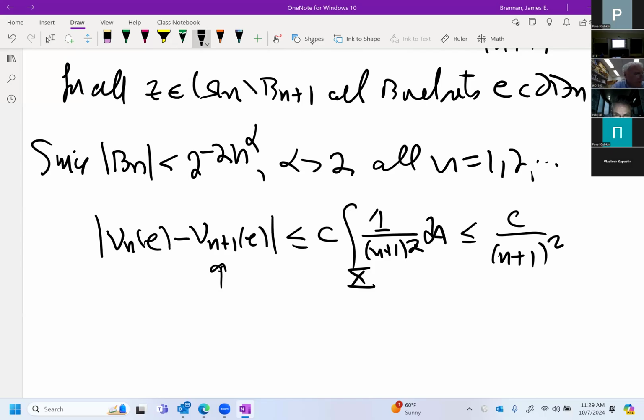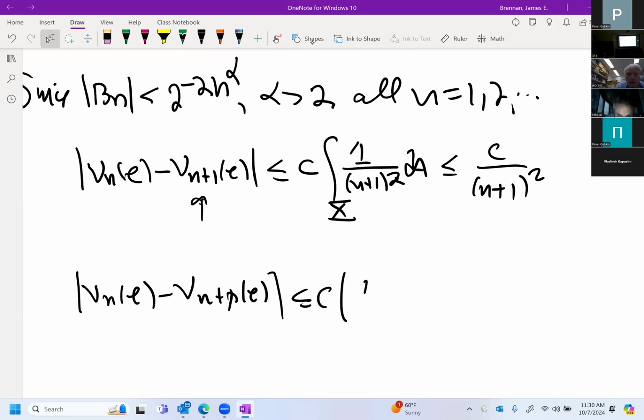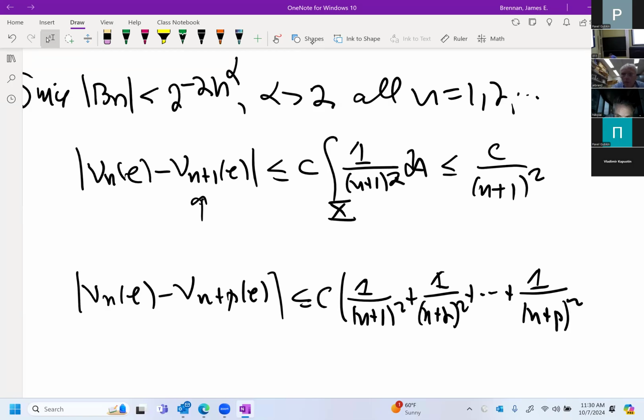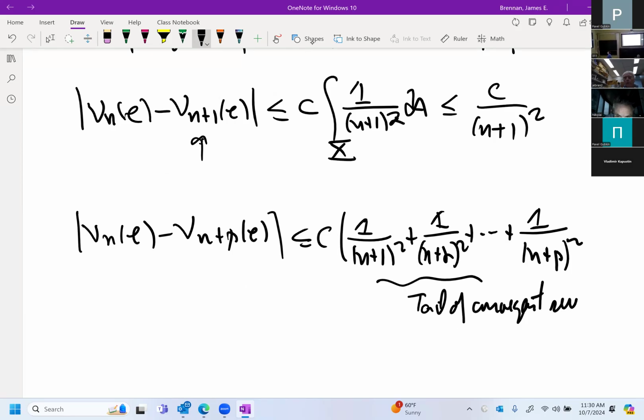All right. Now, if you add and subtract intermediate terms and keep going, what you're going to wind up with is absolute nu n of e minus nu n plus p of e. That thing is less than a constant times 1 over n plus 1 squared plus 1 over n plus 2 squared plus 1 over n plus p squared. Okay? So this is the tail of a convergent series. So it goes to 0.